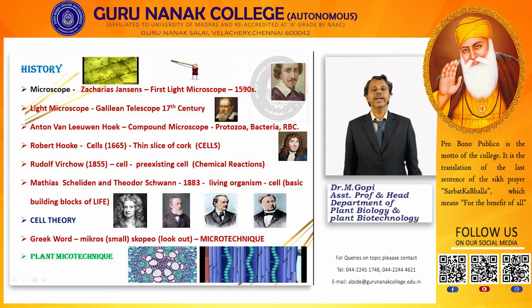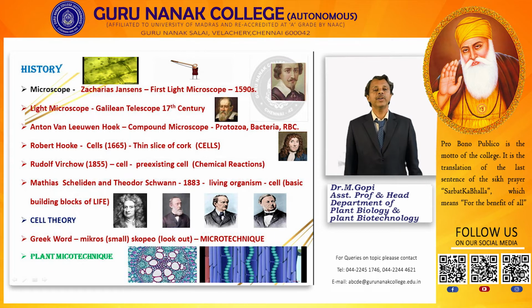He identified simple creatures like protozoa, bacteria, red blood corpuscles. During 1665, Robert Hooke identified slices of cork cells, and called them cells. Then in 1855, Rudolf Virchow identified that cells develop from pre-existing cells and consist of chemical compositions. They react with each other, that is why it is called metabolic activities.